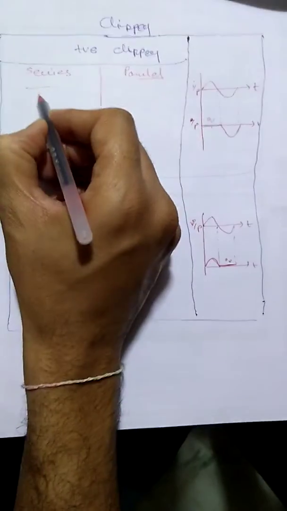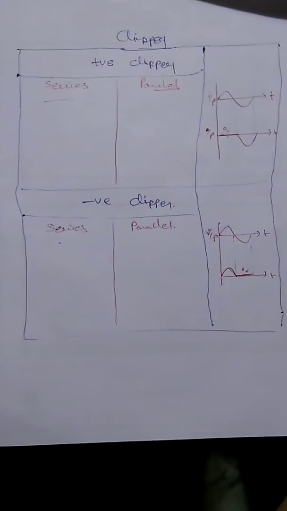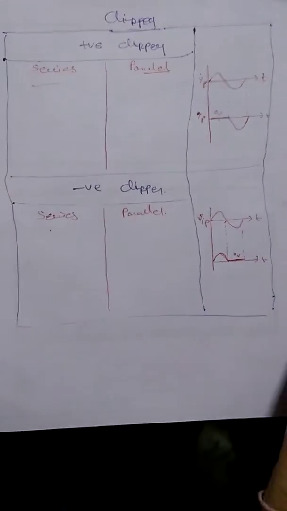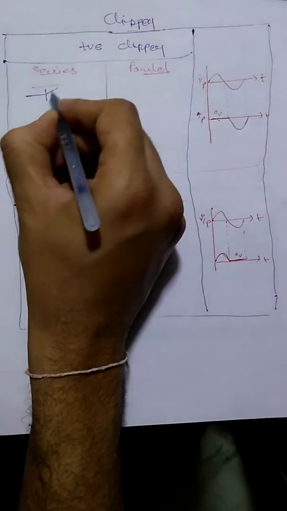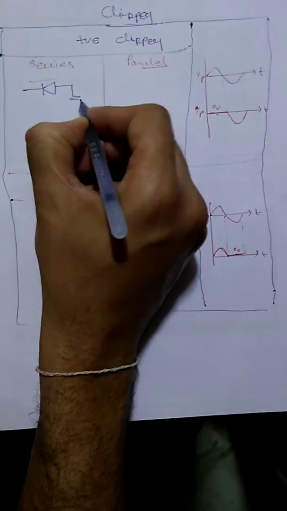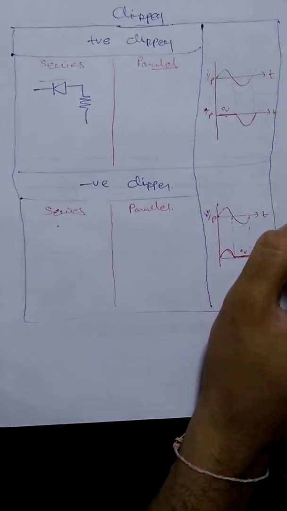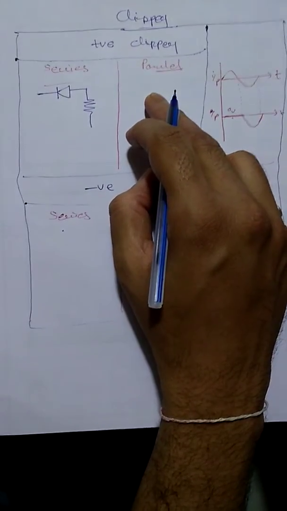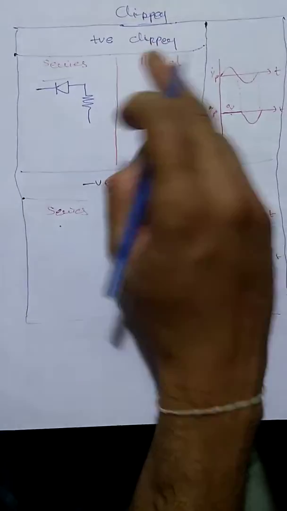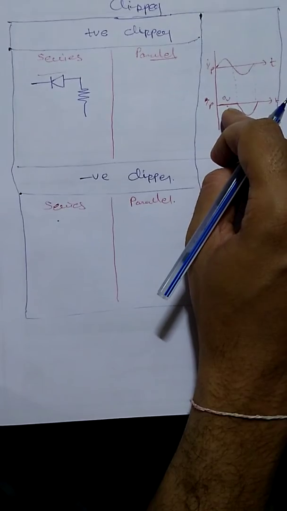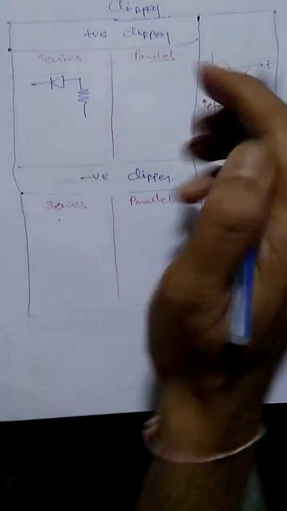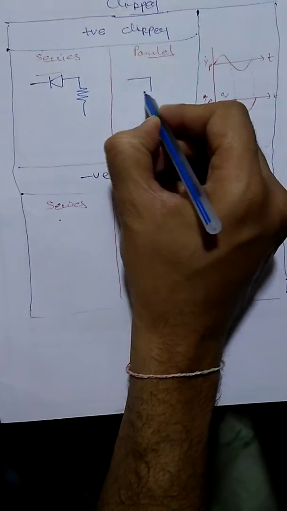So in case of series, the output voltage at positive is 0. So in the first half cycle, the first positive cycle, output is not present. So you can draw the diagram like that: series, diode is in series with R. In case of parallel, positive parallel clipper, in the positive cycle, output is 0. So you can draw the diagram like that.